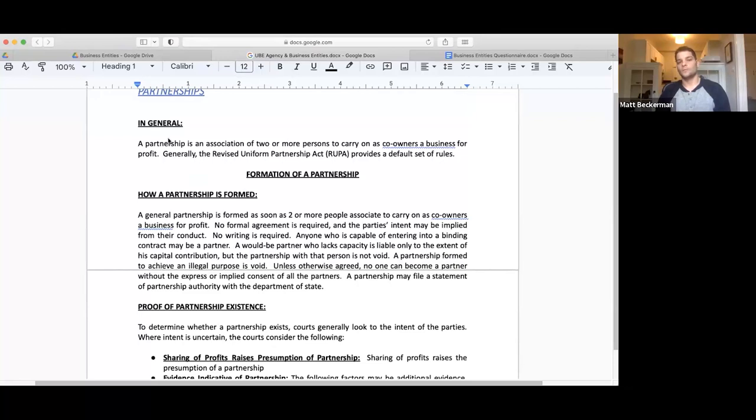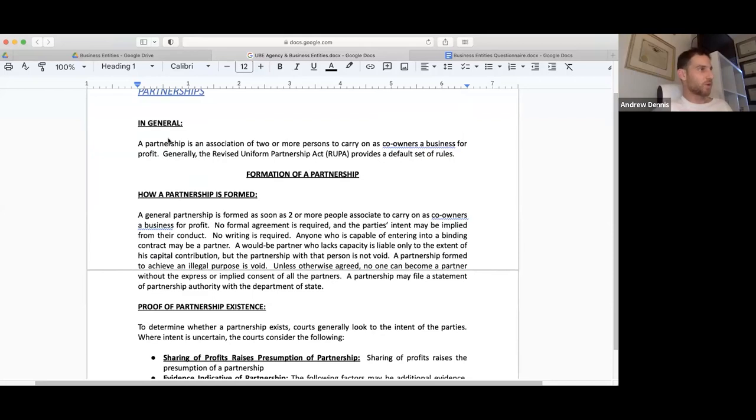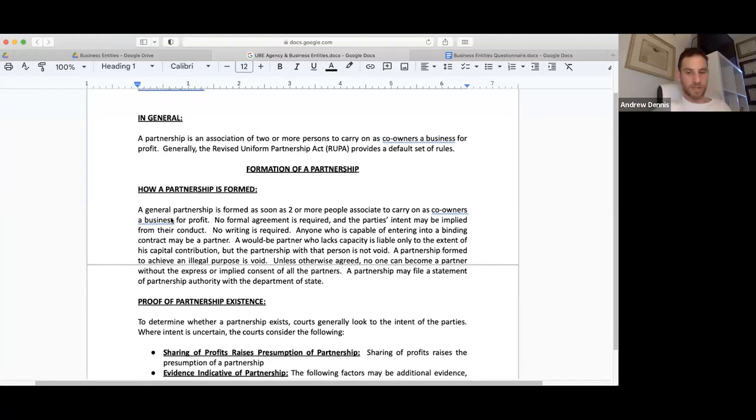Partnerships are just assumed, whereas a corporation, you really have to go through the formalities of it. Partnerships are more laid back. If two people are engaged in business activity for the sake of earning a profit, we can assume that's a partnership. So we'll have general partnerships where there's general partners who are personally liable, and then limited partnerships where some of the partners are limited and they're only liable for the extent of their investment. So we'll look at some of these cool features of partnerships.